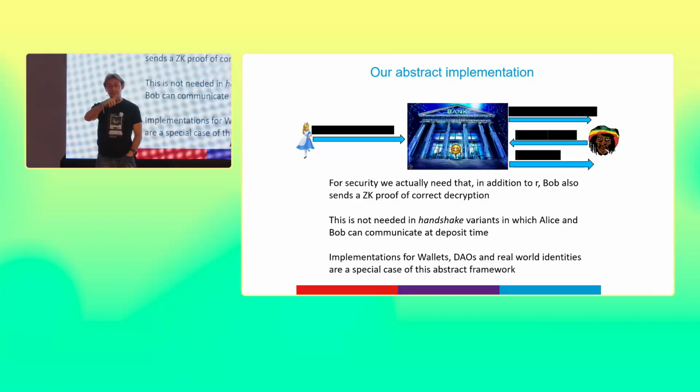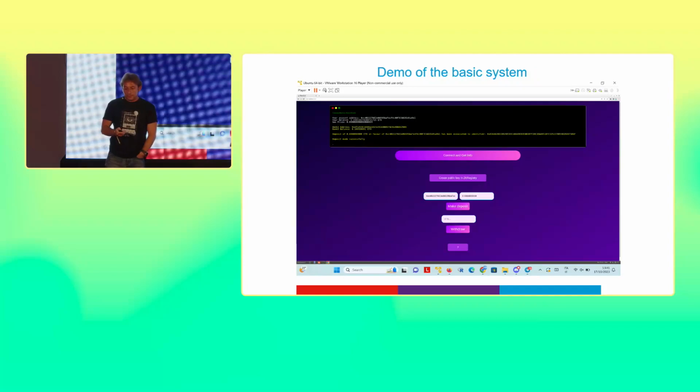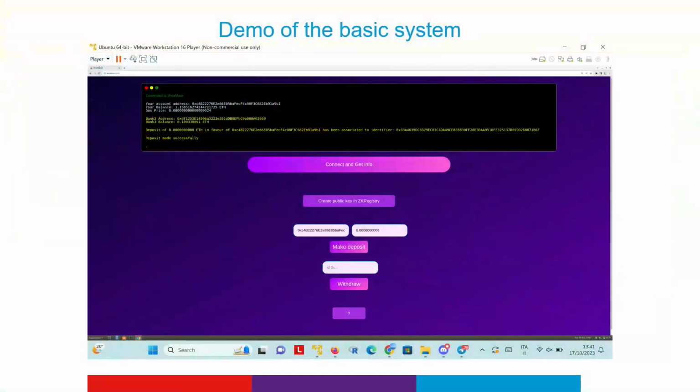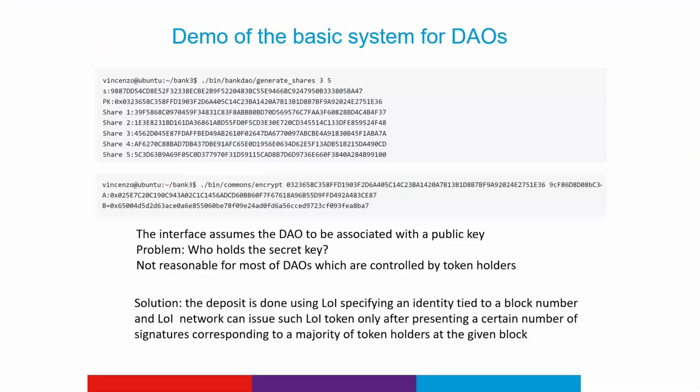And all our implementations, both for wallet, DAOs, and the identity-based variant, can be seen in this framework. But when you go specific, the implementation for DAOs will be a bit different, because we want more efficient solutions. We have a demo for Ethereum on testnet, and we also have a command line interface for the DAO variant.